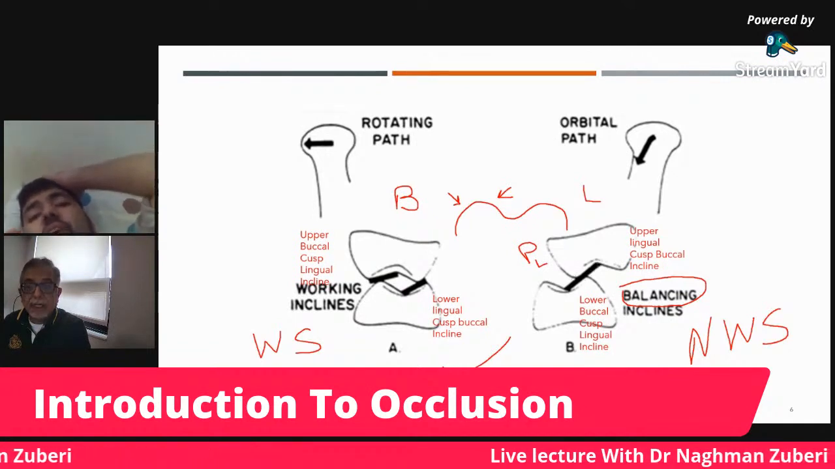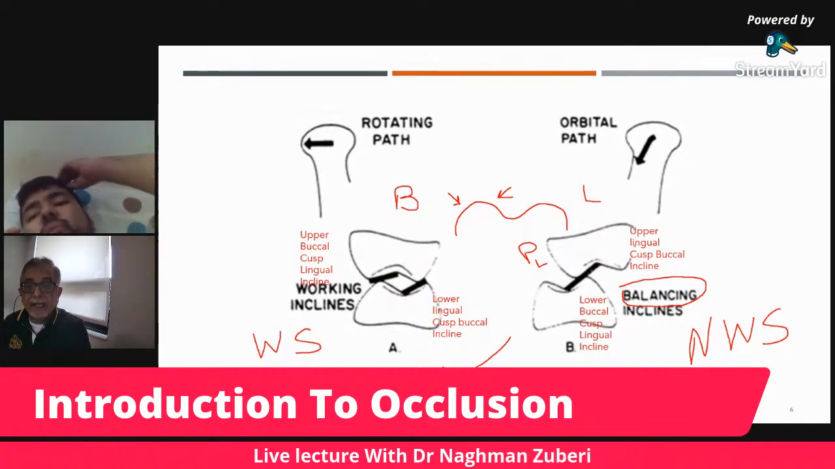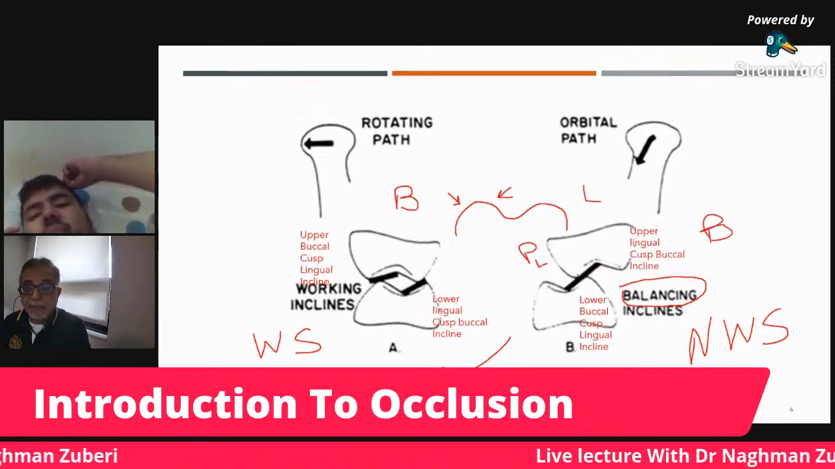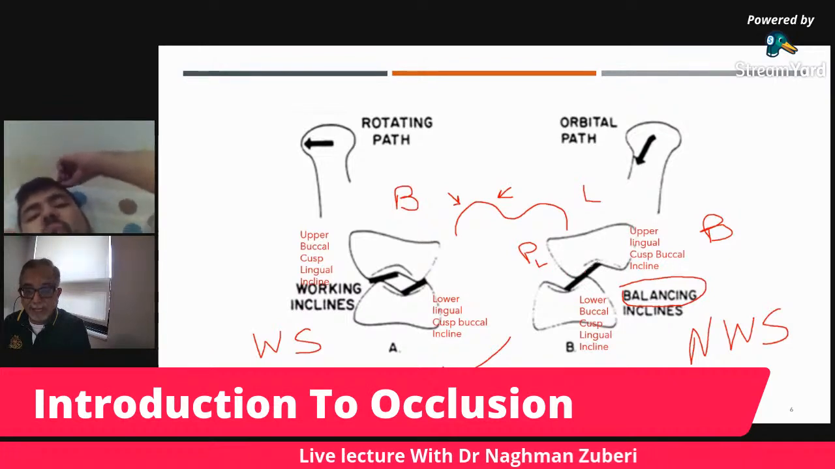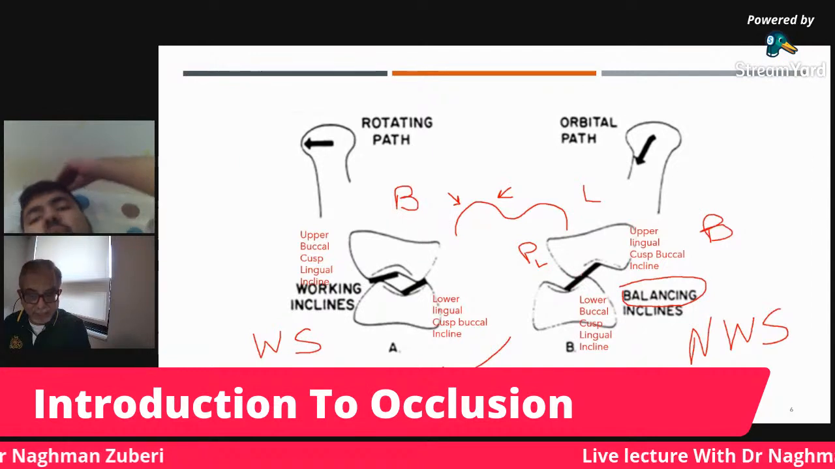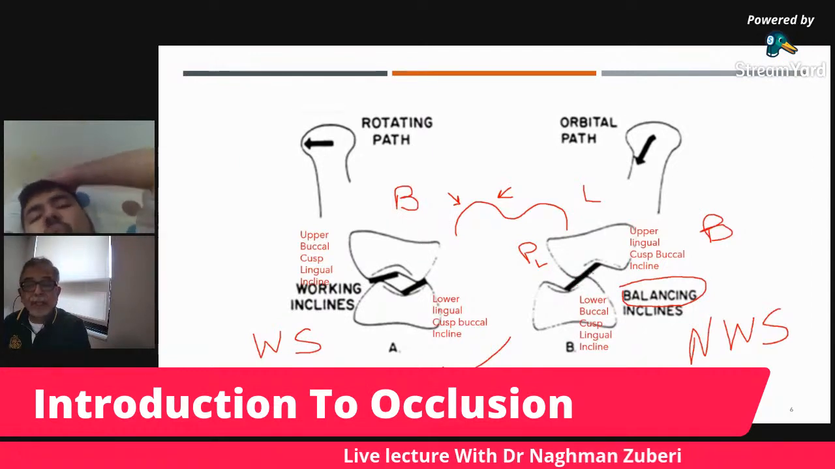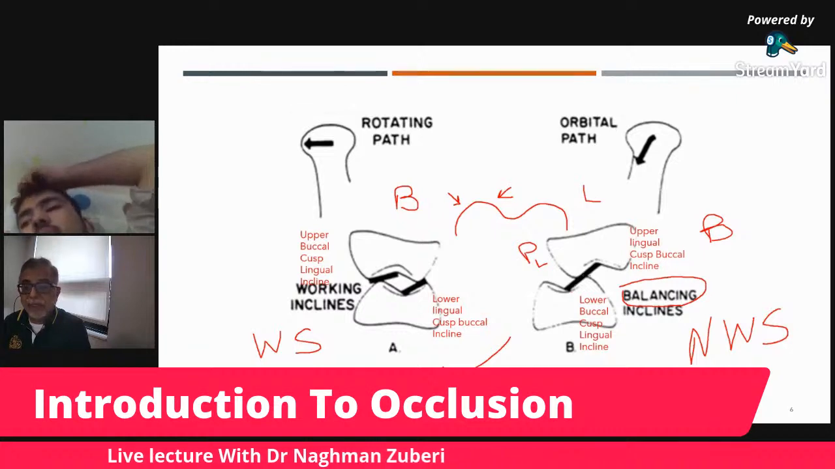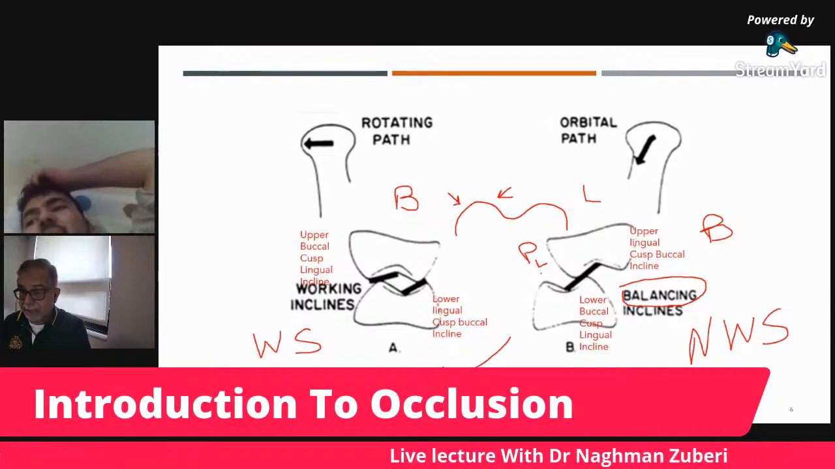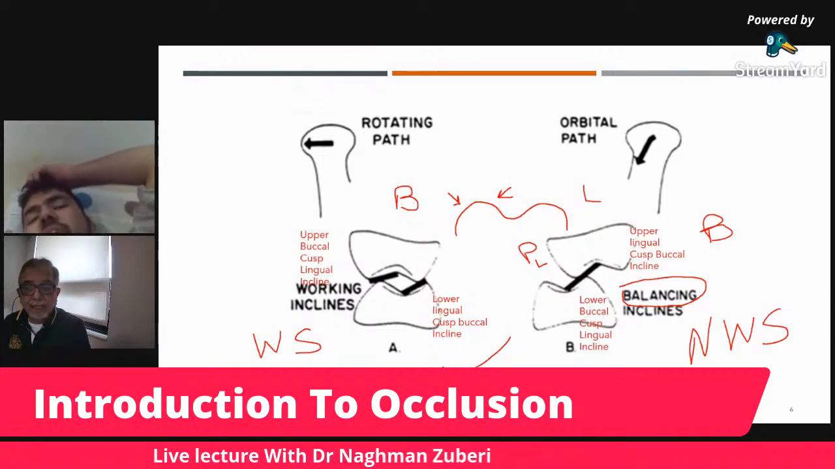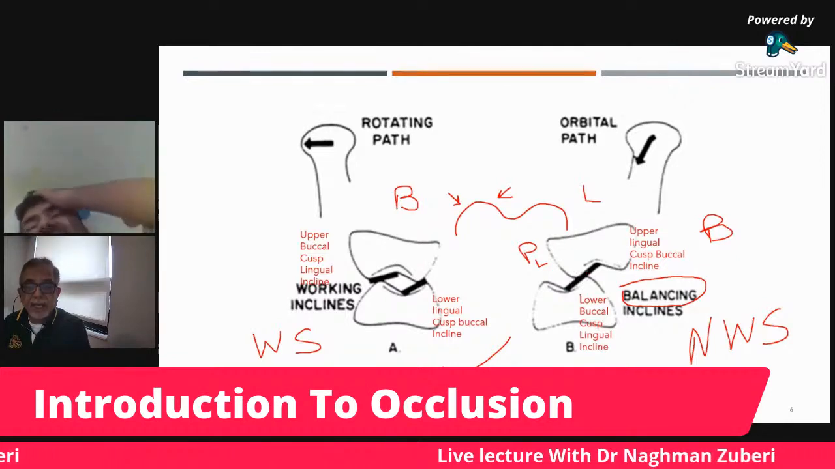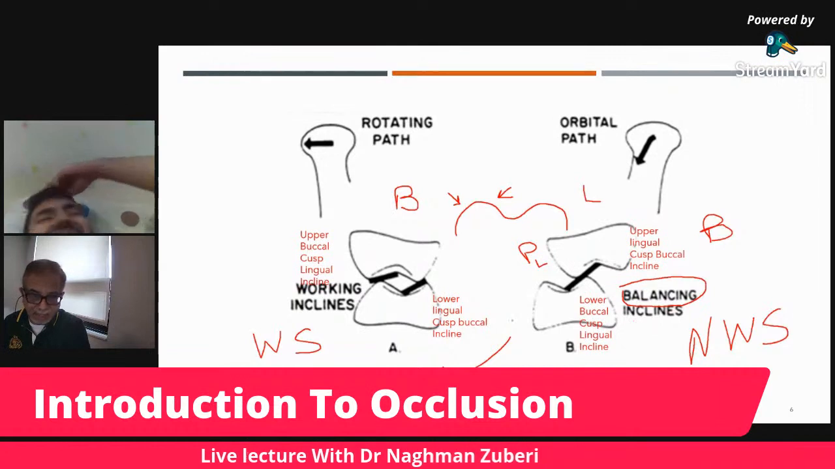So the upper lingual cusp's buccal incline, because it is on the buccal side, is a non-working or balancing incline. Whereas on the lower tooth, this is the buccal cusp, this is the buccal side, this is the palatal side. So the lower buccal cusps' lingual inclines will interfere with each other, and they are known as balancing inclines.